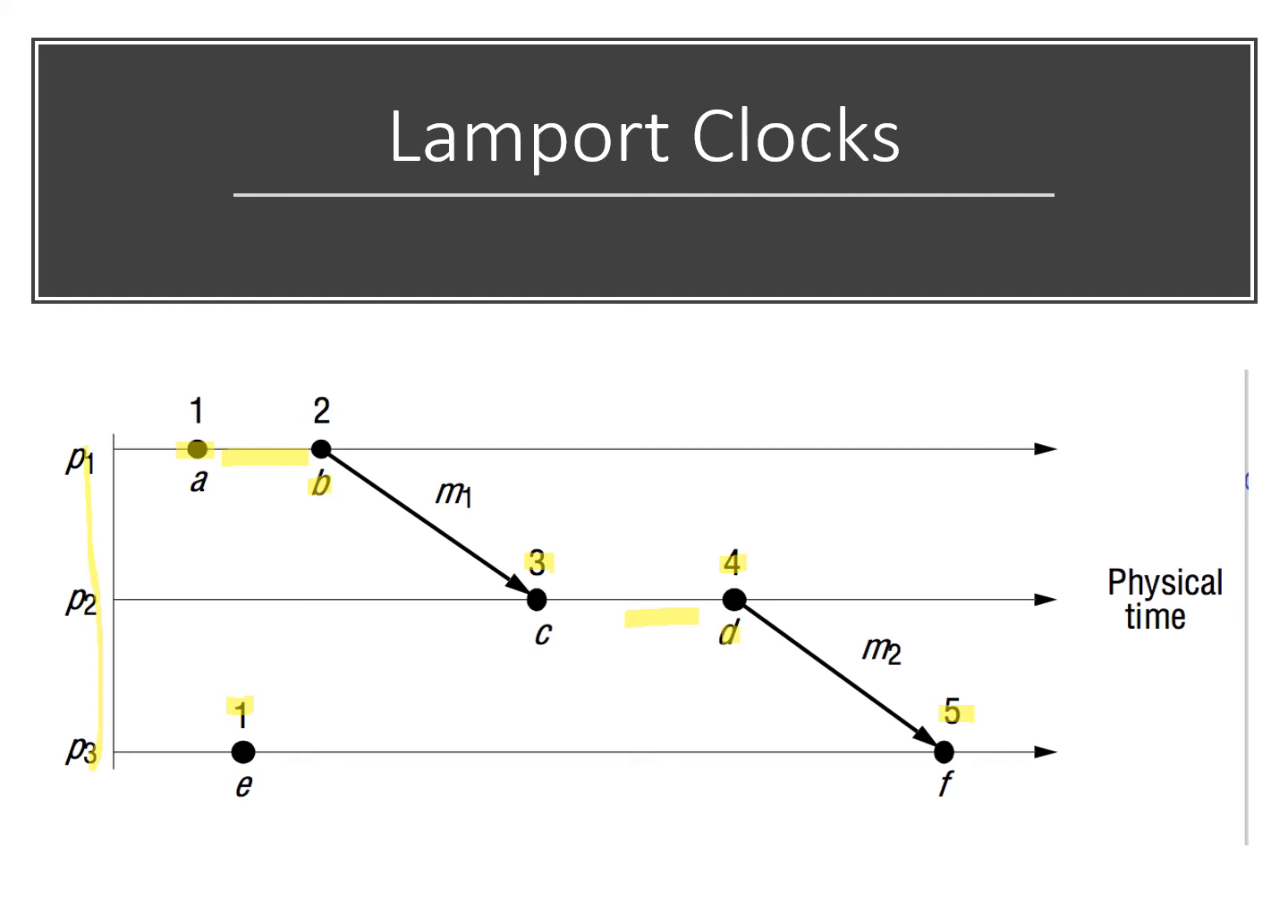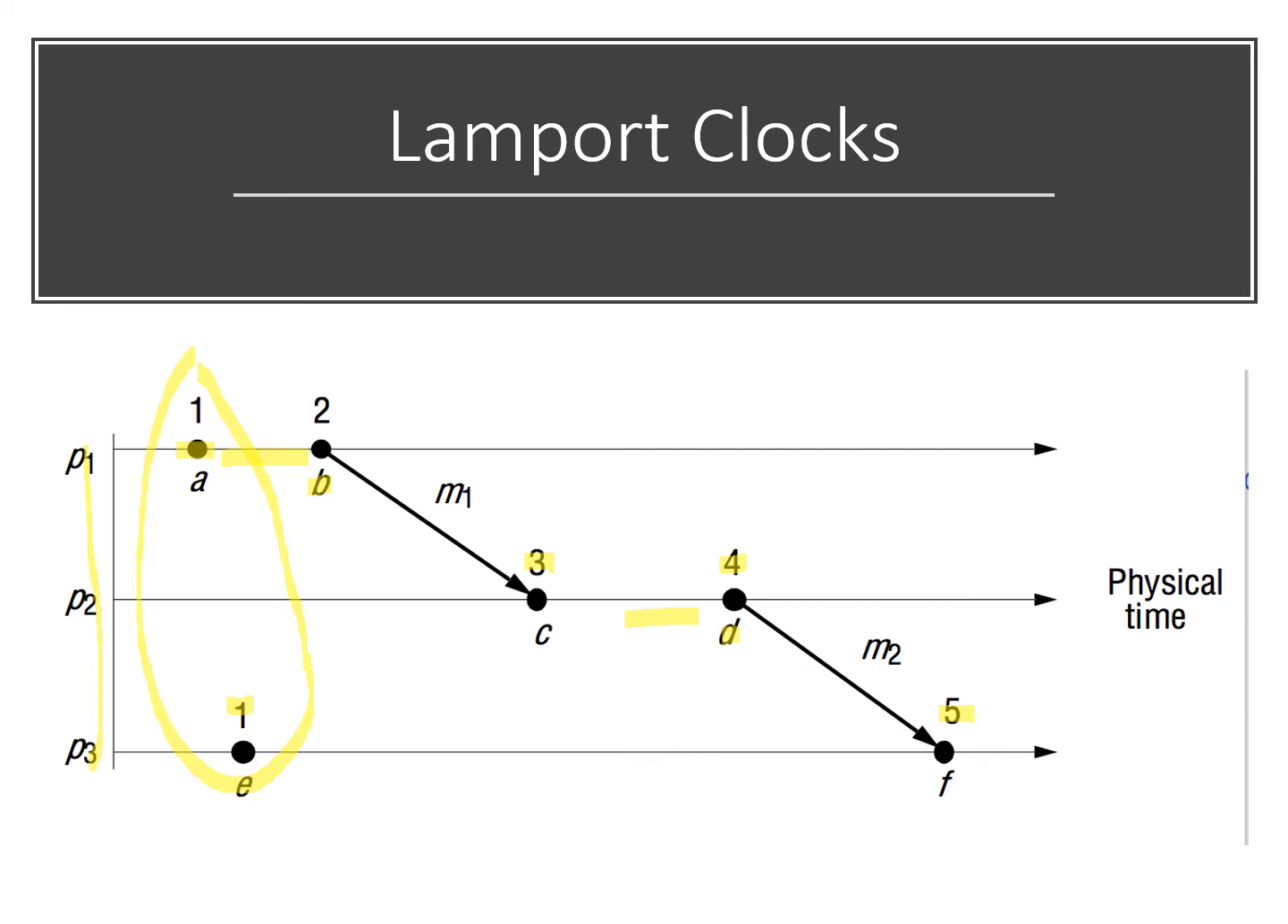What about A or B? Well, we have no idea because there's no causal relationship between these. These counters are in different processes and they were just incremented independently. So these events are concurrent. We can't establish any relationship between those particular events, or these particular events either.